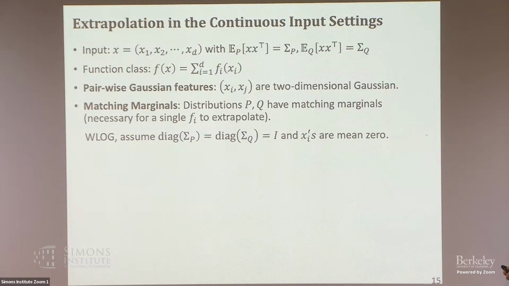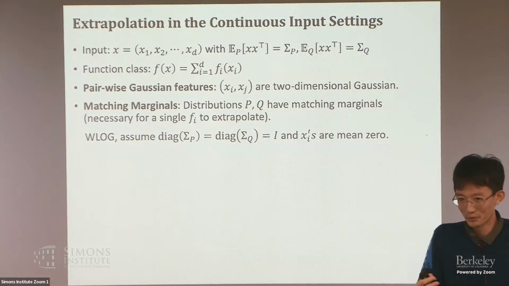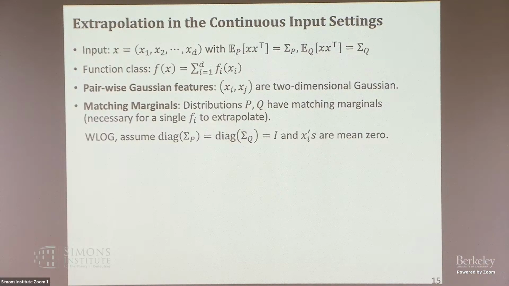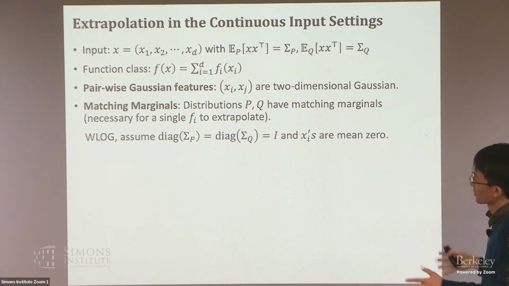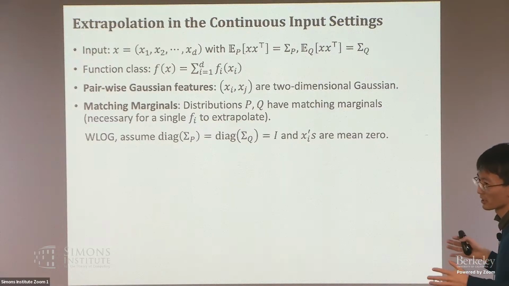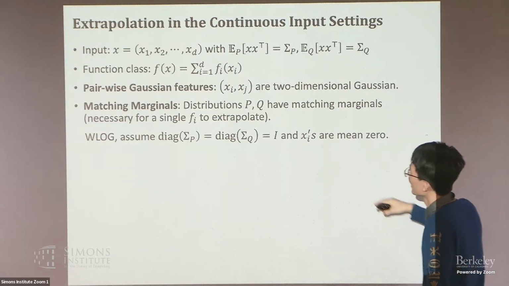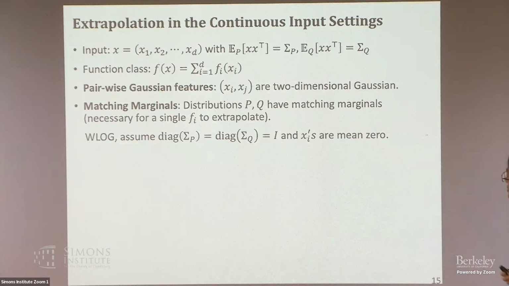We can also extend this to continuous input settings, where each of these variables is Gaussian. We have experiments with all kinds of different settings and find out what we can prove and what we cannot prove. And this is the one case we can prove. The assumption here is that every pair of the features is jointly Gaussian. And we assume you have matching marginals, which is not entirely necessary if you truncate the support. But if you don't truncate the support, you have to have matching marginals to make sure that a single fi can extrapolate.